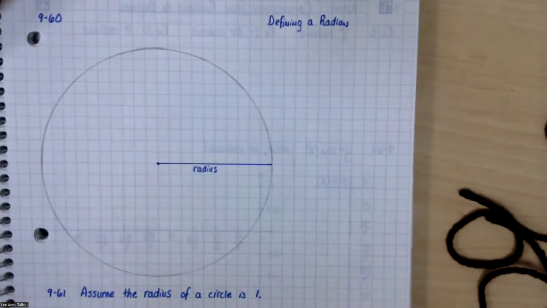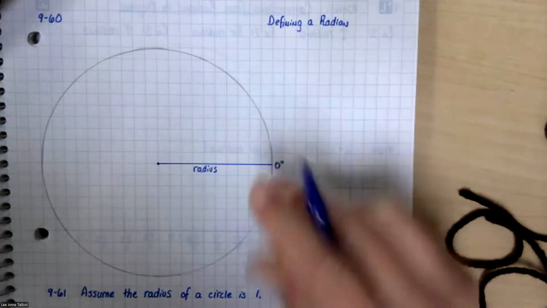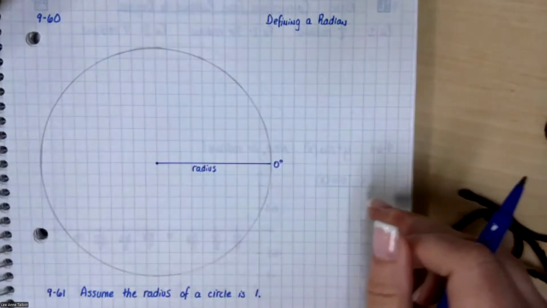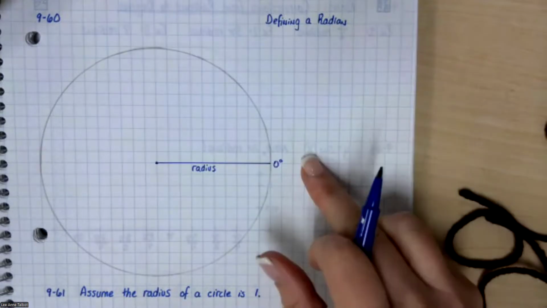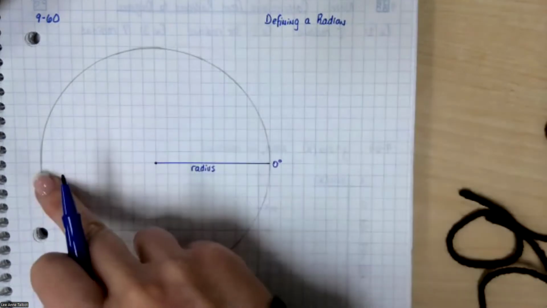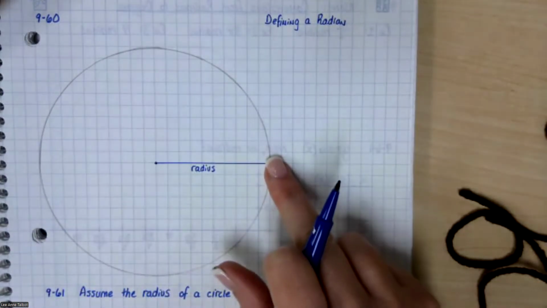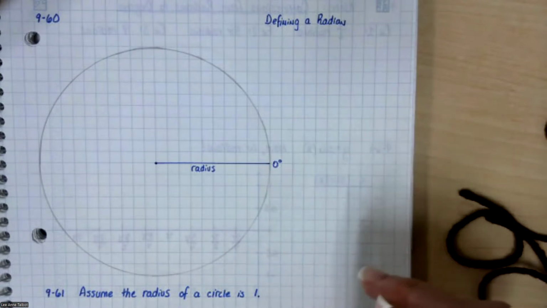It should be no surprise to you, I hope, that this spot right here is 0 degrees. Did you guys all know that this is 0? 90, 180, 270. It's also 360. It's also 720. It's also a lot of other stuff.